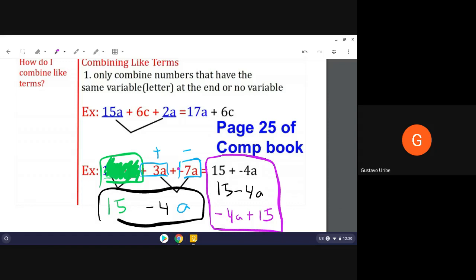And now that I combine these two, I can also cross them out. And you can see I'm done with combining like terms here. So I'm just going to check my final answer to make sure I didn't forget to combine any like terms. 15 doesn't have any variables. This has a variable. This doesn't. So I am done. This is my simplified expression.